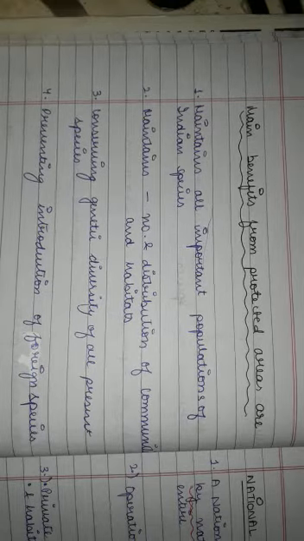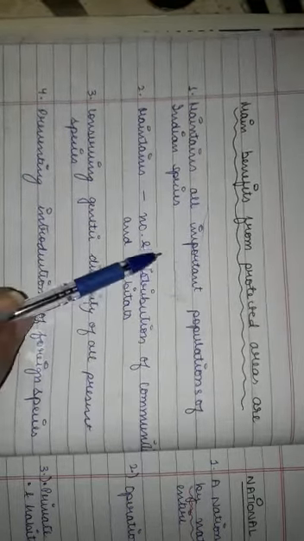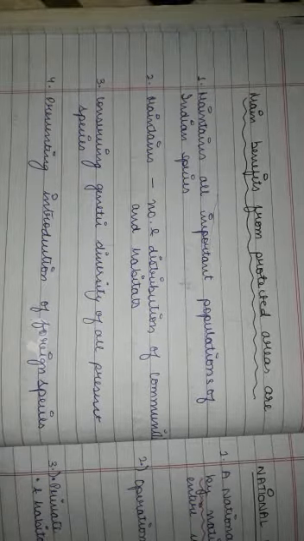What are the main benefits from protected areas? Number one, it maintains all important populations of Indian species. It maintains the number and distribution of communities and habitats. It conserves genetic diversity of all present species, and it prevents introduction of foreign species.